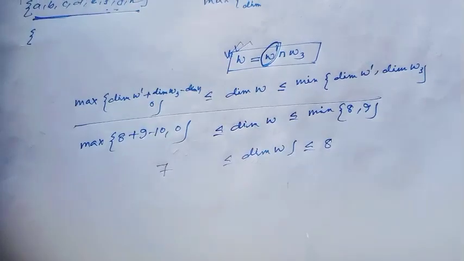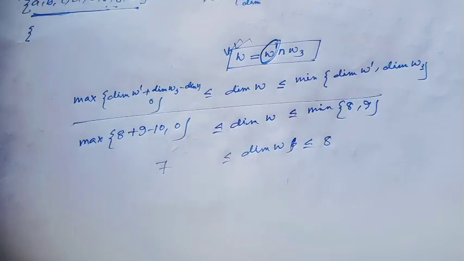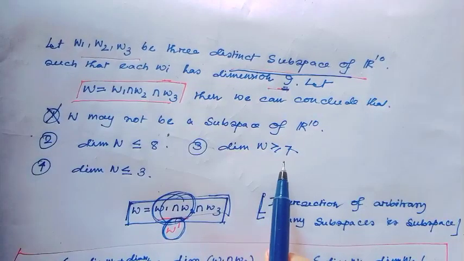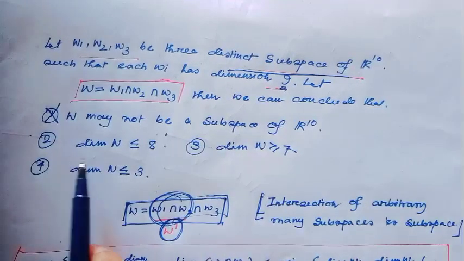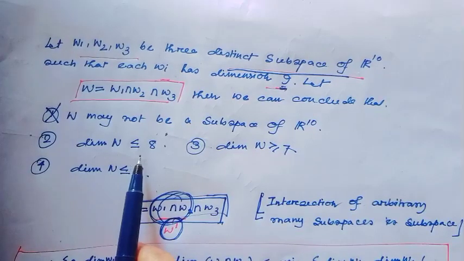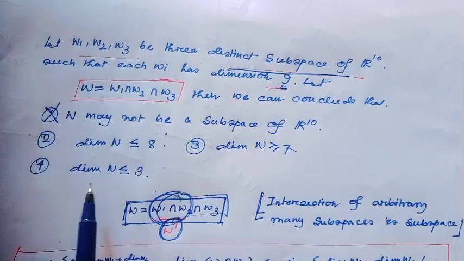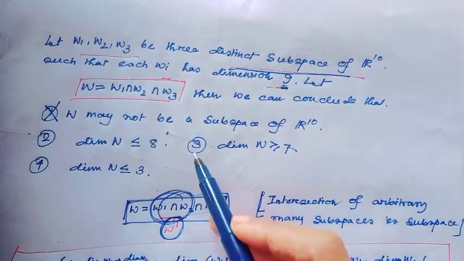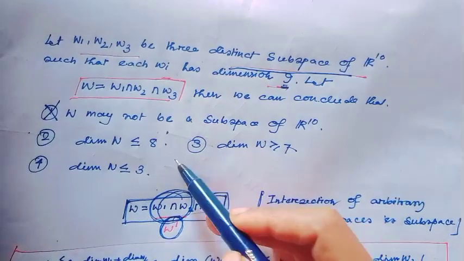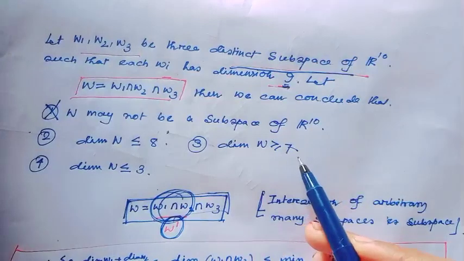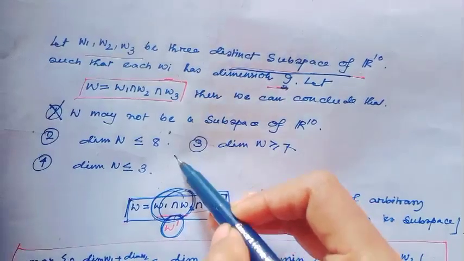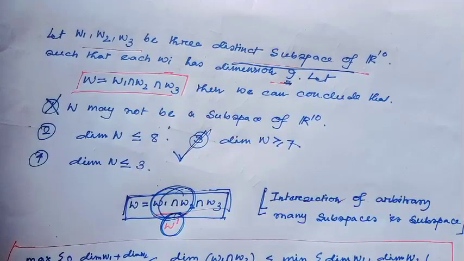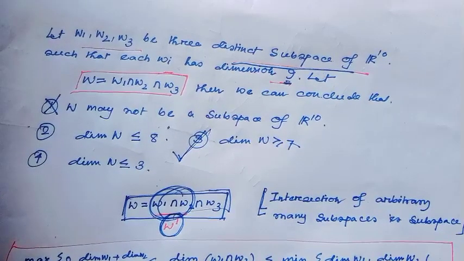Now see the options in the question. Option 1 indicates dimension of W greater than or equal to 7. Option 2 indicates dimension of W less than or equal to 8, and option 4 indicates dimension of W less than or equal to 3. So, since dimension of W is greater than or equal to 7, that means option 3 is the right option. I hope all my viewers have understood this option clearly.